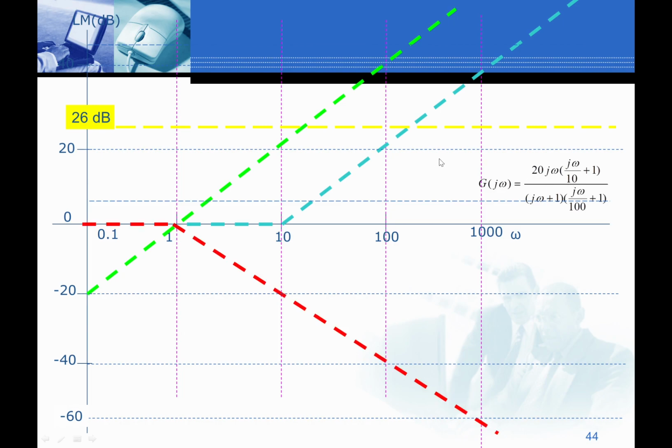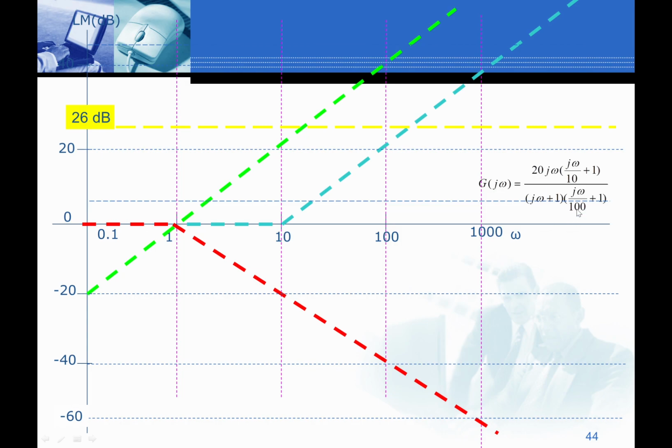Now we look at the pole terms. First, we look at this pole term here, which has corner frequency at 1. Notice that the line starts at 0 dB until it intersects with the corner frequency 1, and then it goes down with a slope of negative 20 dB per decade. That's why 1 decade after, which is 10, it intersects with minus 20. 1 decade after, it intersects with minus 40. 1 decade after, minus 60.